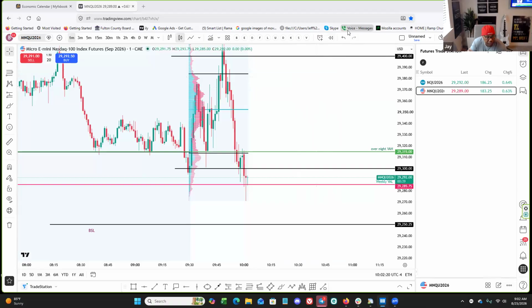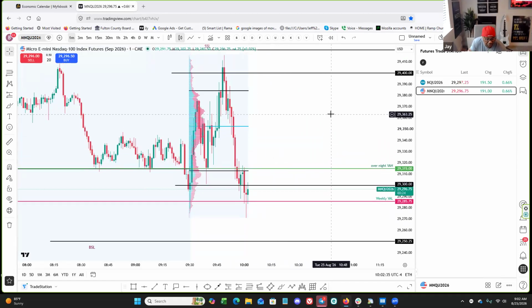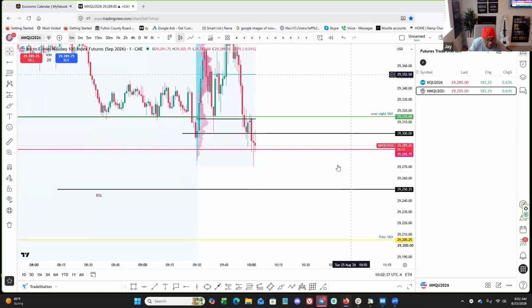I told you that market was some trickery. We're still up under this value area low. And it could definitely be seeking out some lower prices down here. Boom.